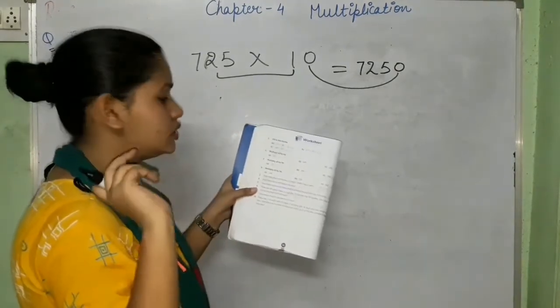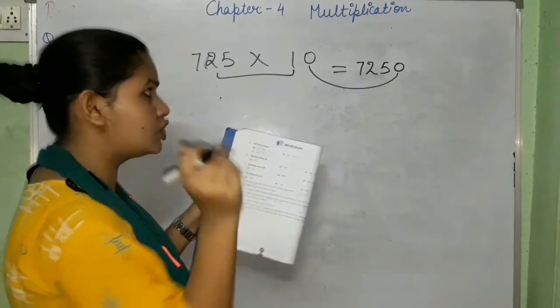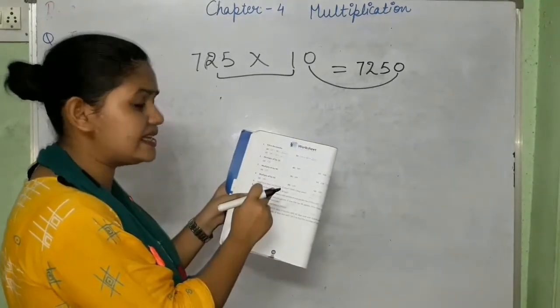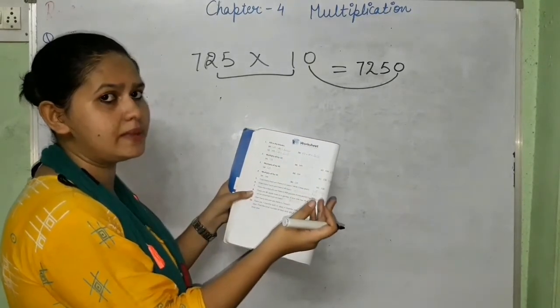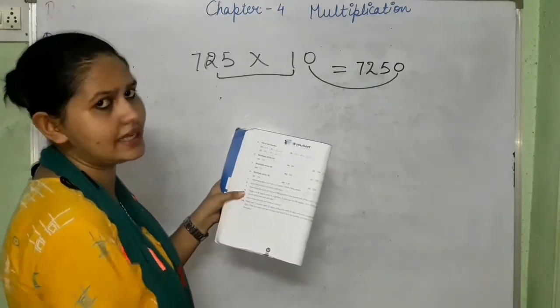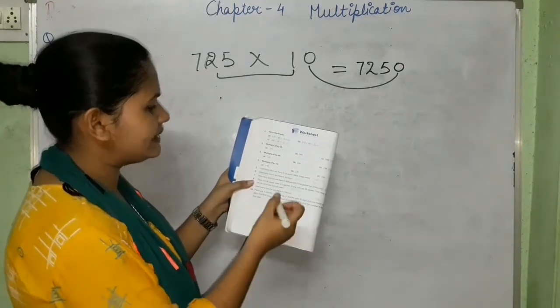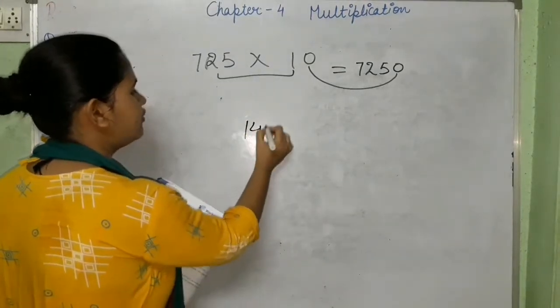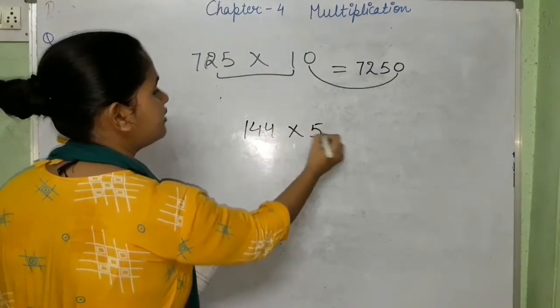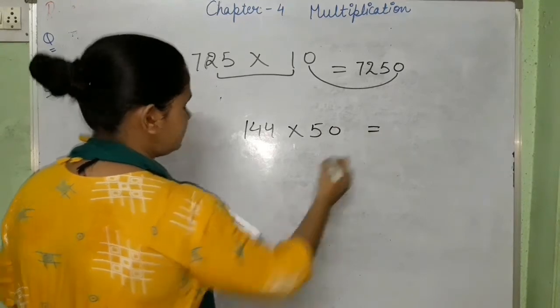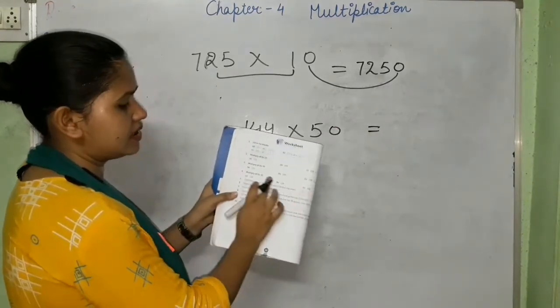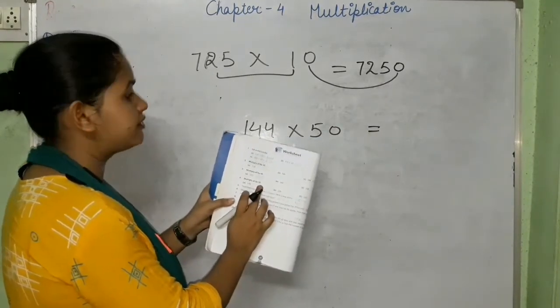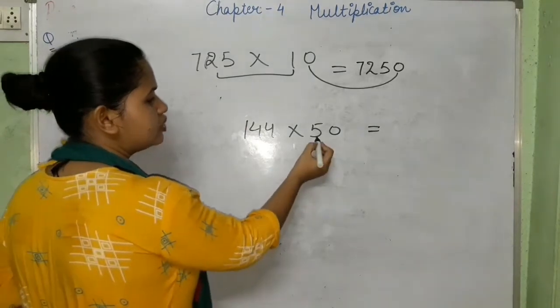You will do this by yourself. I am not going to do it here because it's also very easy. Just multiply by 4 and take 0 at the last. Right. Then there is 50. That is also very easy. You can see 144, you have to multiply by 5. Okay. There are 3 sums given to you. You have to multiply by 50. Right. So you can easily do this.